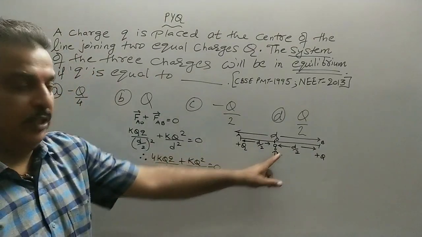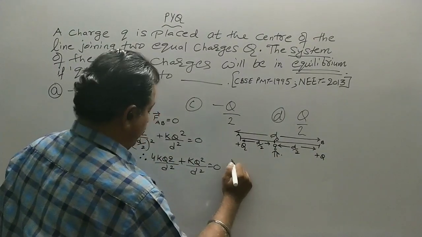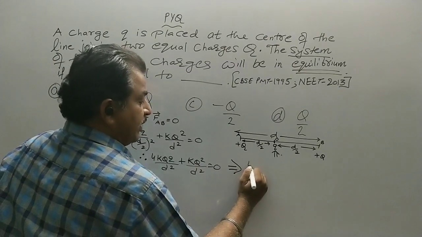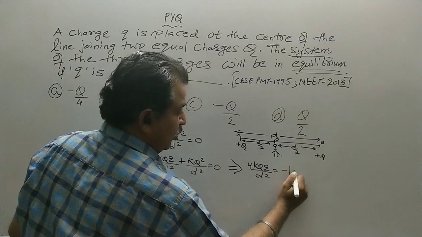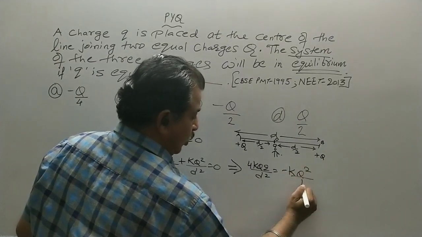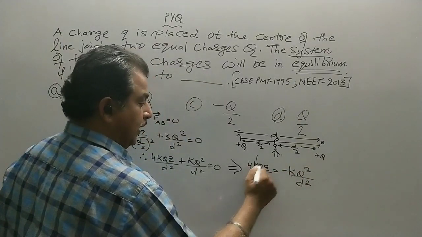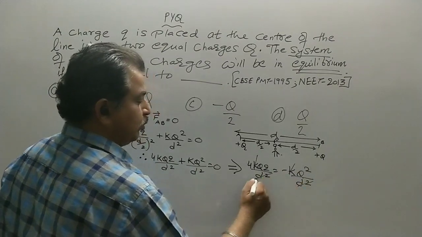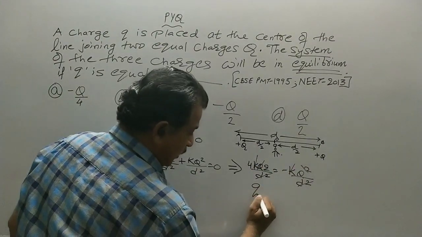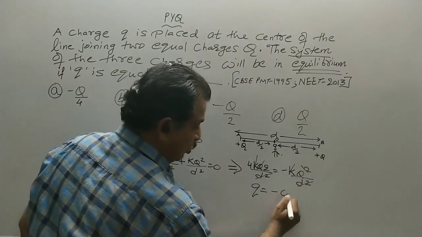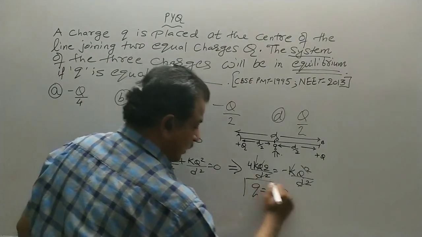We have to find out the value of small q. So this implies 4 K Q q upon d square is equal to minus K Q square upon d square. So K d square cancelled, one Q is also cancelled. So the value of small q comes out to be minus Q by 4.